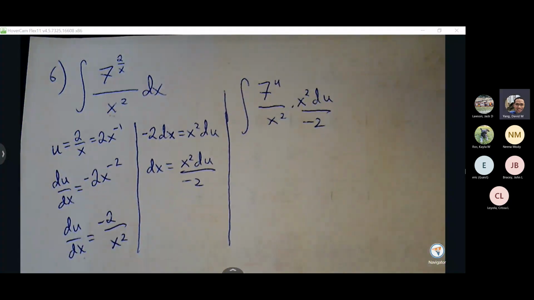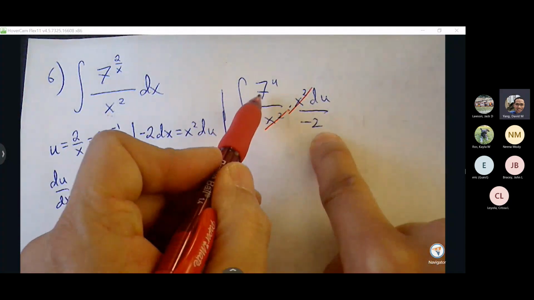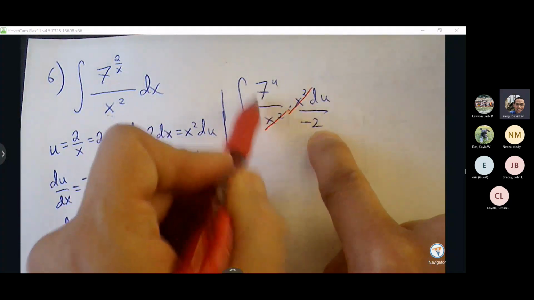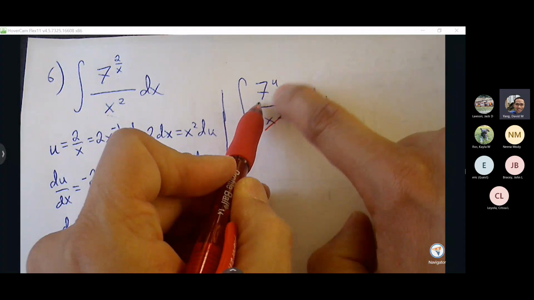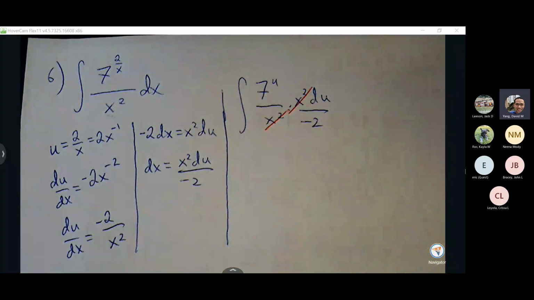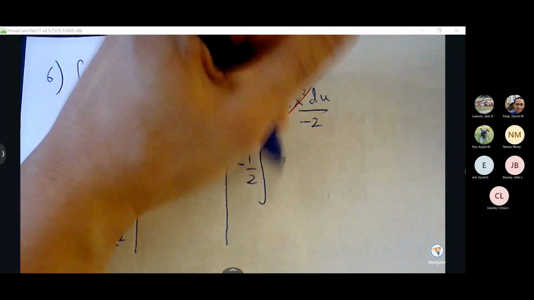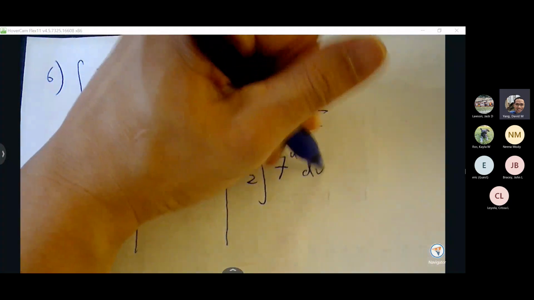X squared goes away. That's what we want. Make sure we don't just merge this and say it's -7/2, right? This is stuck inside the exponential function here. So that 7 is not a coefficient. We can't just merge it with other things as easily. So the -1/2 has to be on its own. 7 to the u is its own thing.